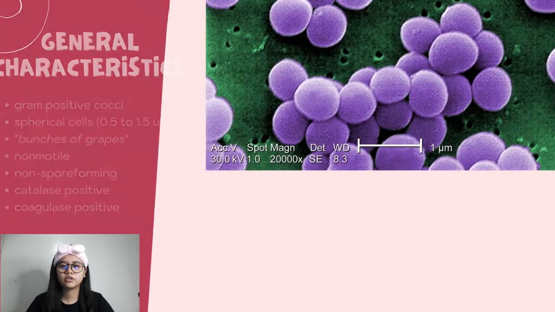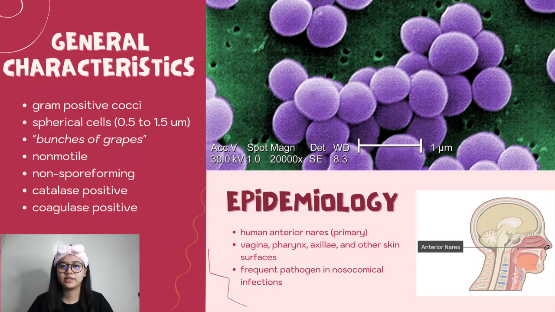Staphylococcus aureus are a unique kind of bacteria. These bacteria are commonly found in our body, primarily in our anterior nares. S. aureus can also be located in the vagina, pharynx, axillae, and other skin surfaces. Additionally, these bacteria are a frequent pathogen in nosocomial infection, which means that it is commonly acquired in hospital settings.